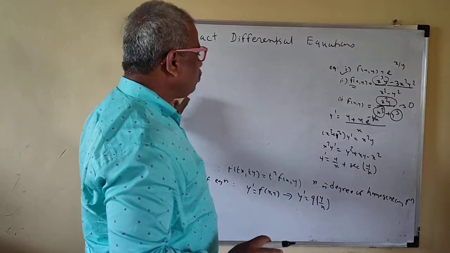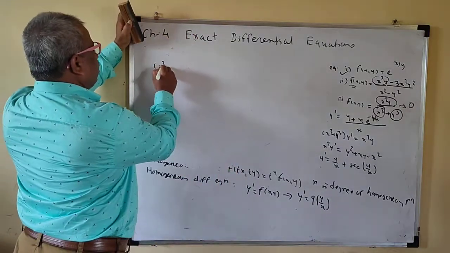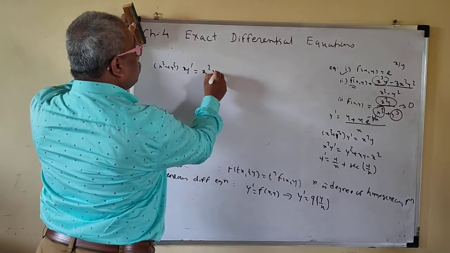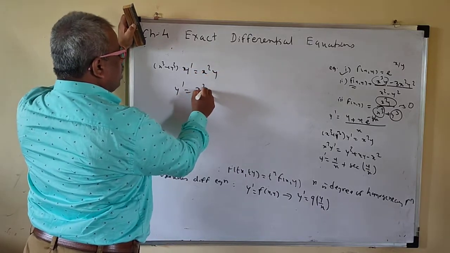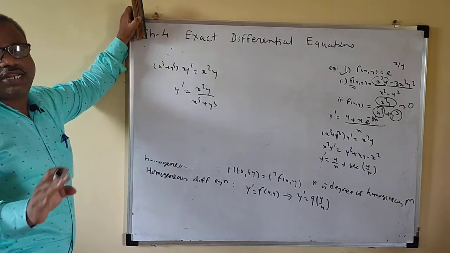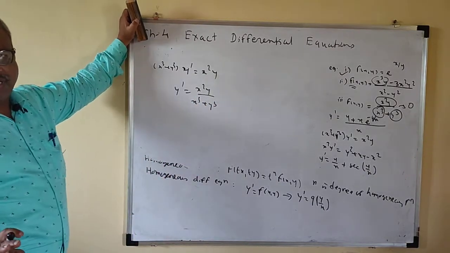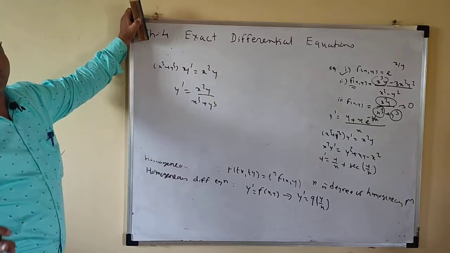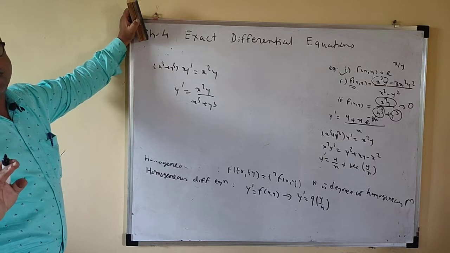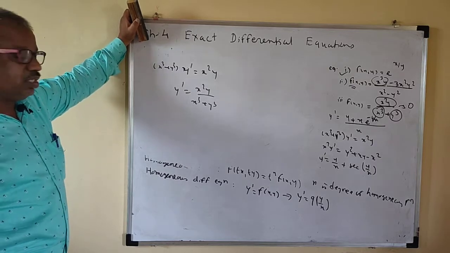Suppose this is the equation: x cube plus y cube, times y prime, is equal to x square y. I can write y prime as x square y upon x cube plus y cube. See the degree of the numerator and the degree of the denominator. If the degree of each term of the numerator and of each term of the denominator is the same, then that is homogeneous.